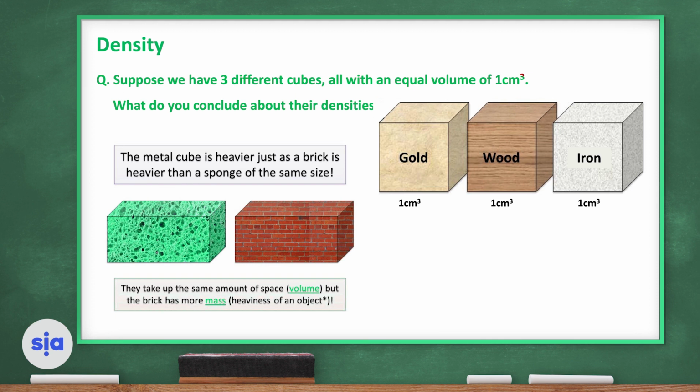Look at this example. Here is a sponge, and here is a cube made of brick. So what about the brick and the sponge? Of course, the brick is heavier than the sponge. And if you get a metal cube, it will be heavier, just as a brick is heavier than a sponge of the same size. So although they have the same size, the brick cube is heavier than the sponge. So this means that it is more dense. So the heavier object is more dense.